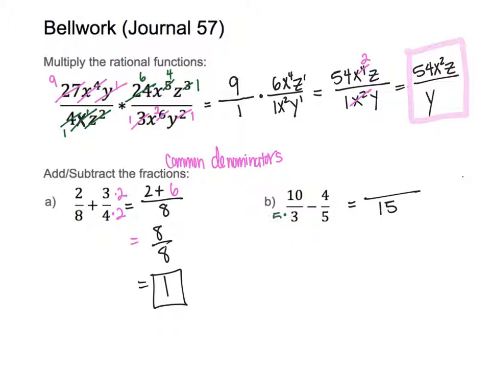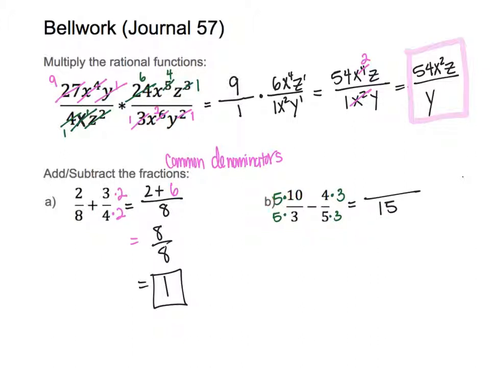I'm going to multiply this 3 by 5, so I have to multiply the top by 5. This 5 needs to be multiplied by a 3 to make it a 15, so I have to multiply the top by 3. You never really see me multiply the bottom, because if I multiply the bottom, I get 15, and this one would also be 15. So I already wrote that when I started writing my common denominator. But I do need to multiply in the top.